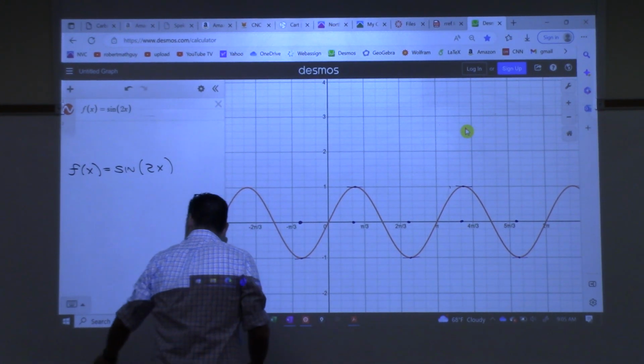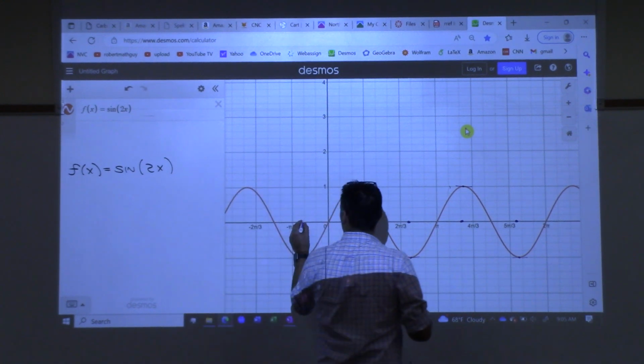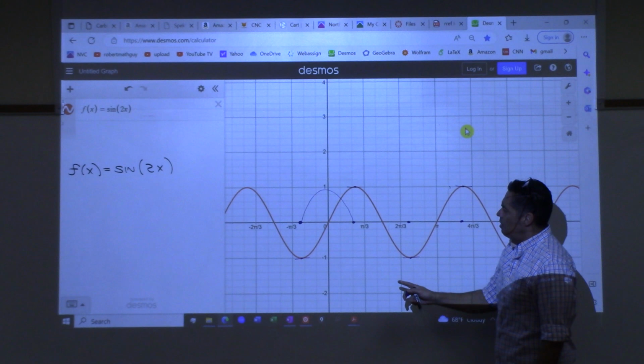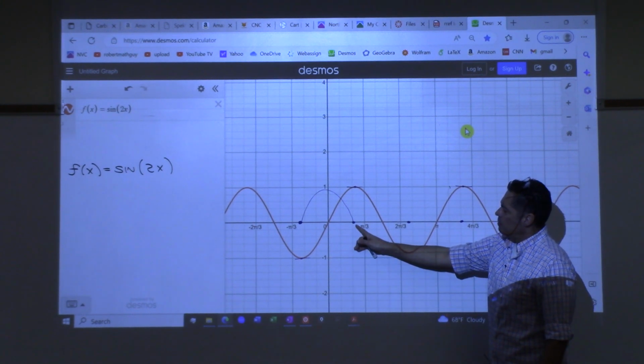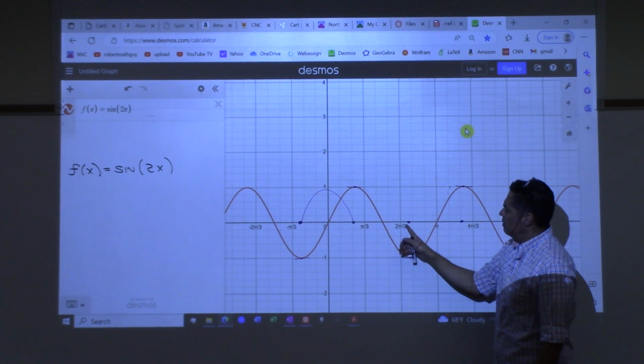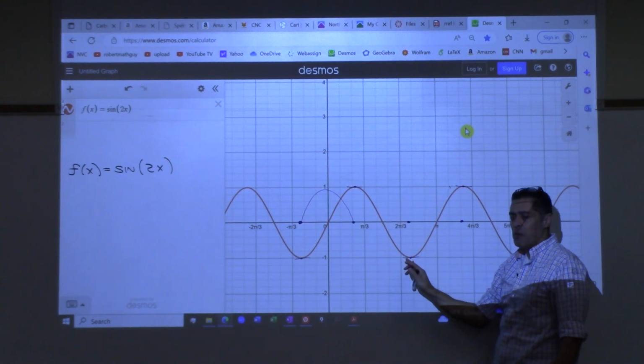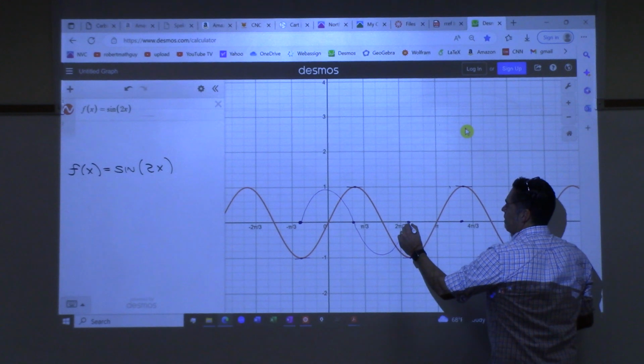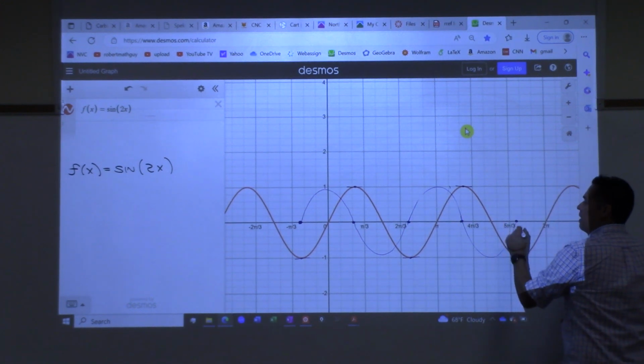So I'm going to draw that. Looks something like this. And then when I draw this from here to here, the graph's going down, so my derivative should be negative. I'm just kind of guessing here. And then it goes positive again, and then negative, and then positive and negative.